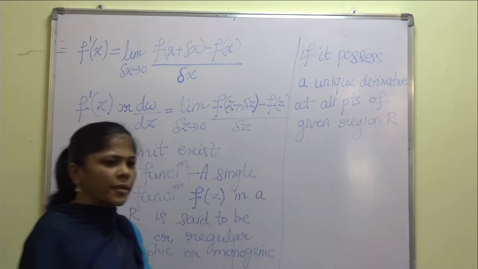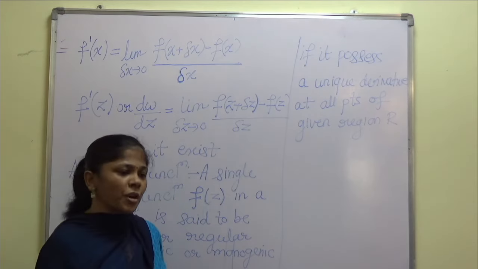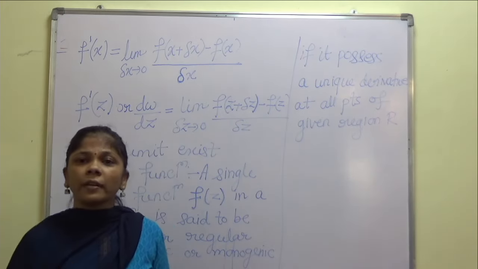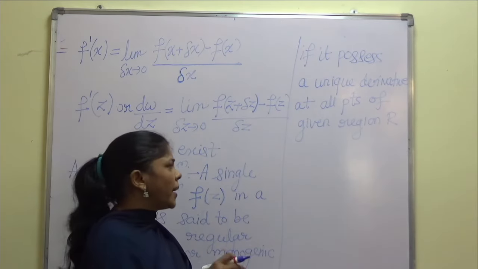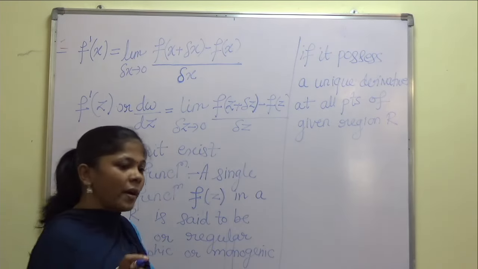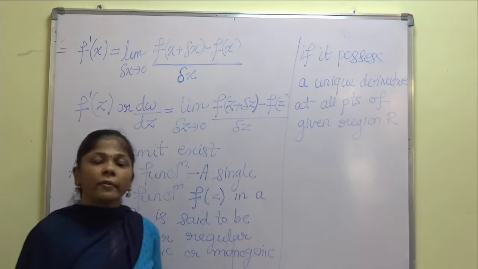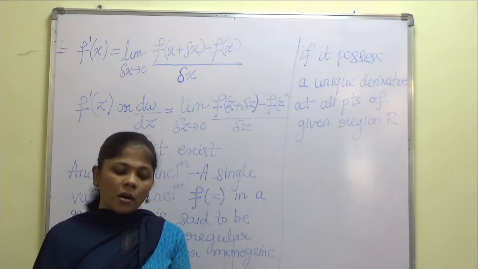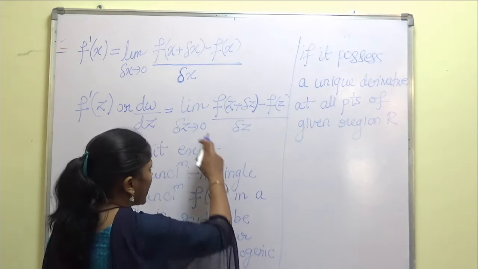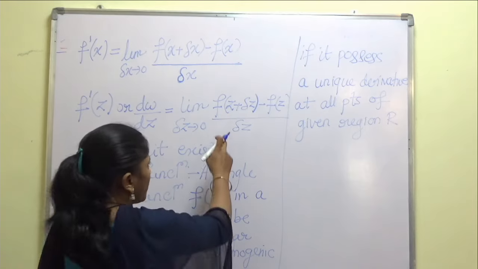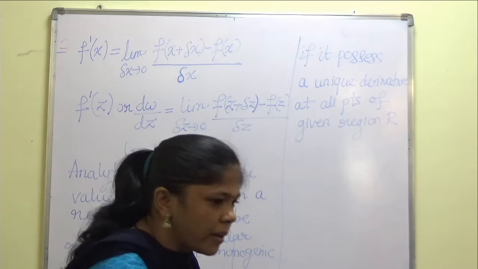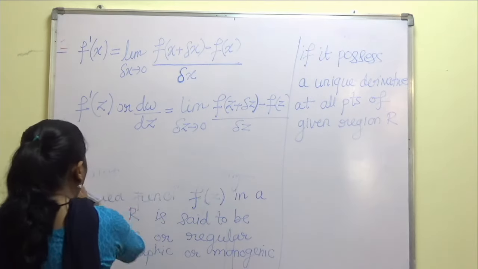So what is the requirement for a function to be analytic? If a function is differentiable at each and every point of a given region, then it is said to be analytic. A point at which the function is not analytic is called a singular point. So let us try to find the derivative according to the definition which I have suggested earlier.